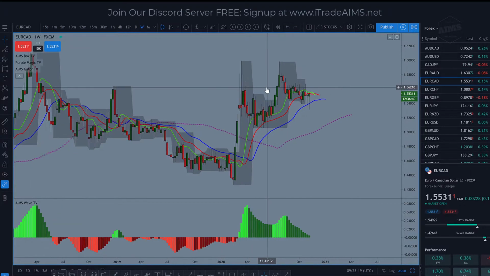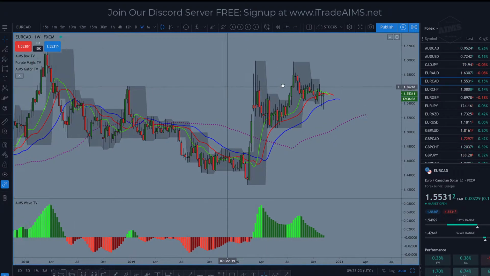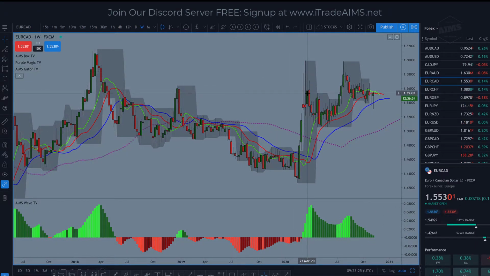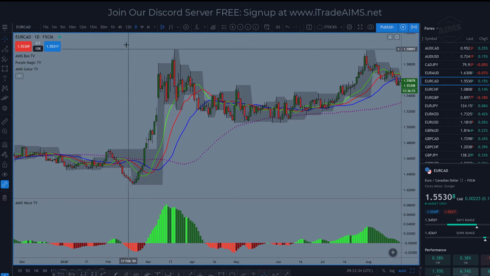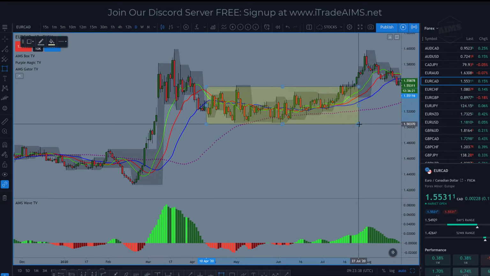One of the reasons is that most probably your higher time frame is stuck within a sideways market. So this is a daily chart. You see that was a daily chart. This one, I'll mark this here, and then we'll go to the weekly chart.